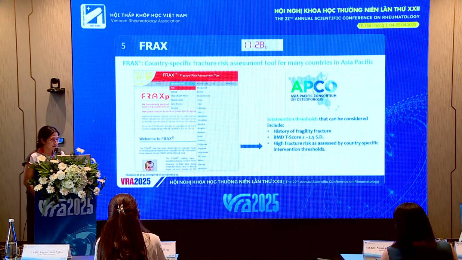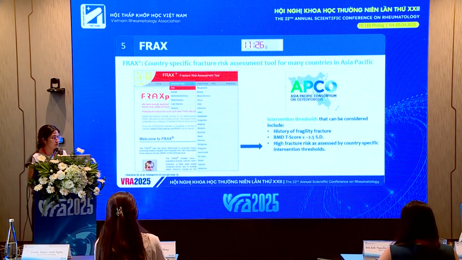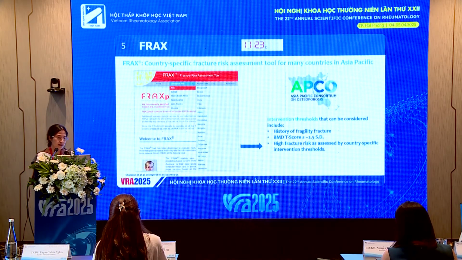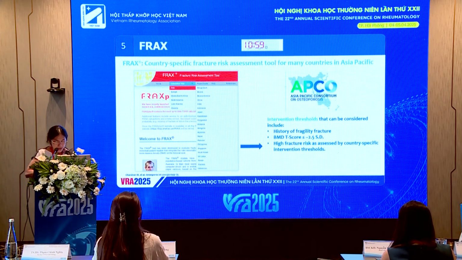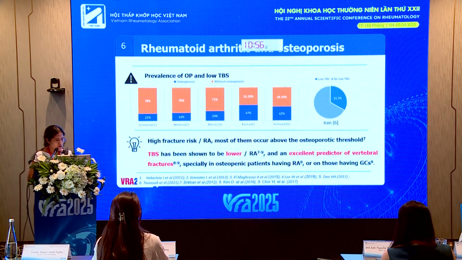And we all know the FRAX score. This is the country-specific fracture risk assessment tool for many countries in the Asia Pacific. APCO is an organization of the region which proposes that the intervention threshold can be considered, including a history of fracture, a BMD score of less than minus 2.5, and a high fracture risk. This organization also supports the use of the FRAX score for fracture risk assessment.